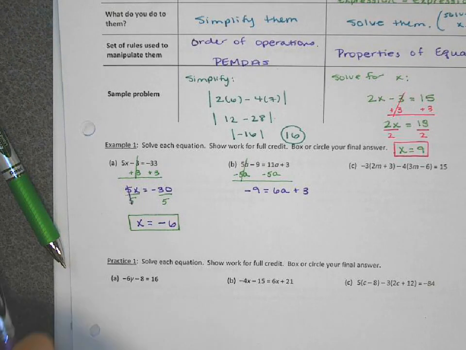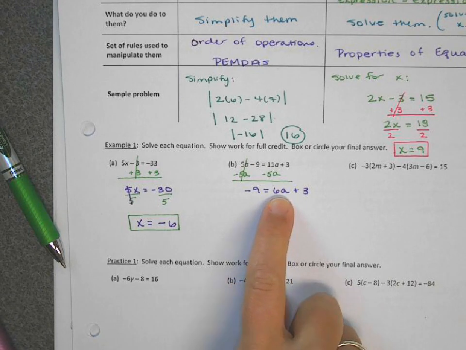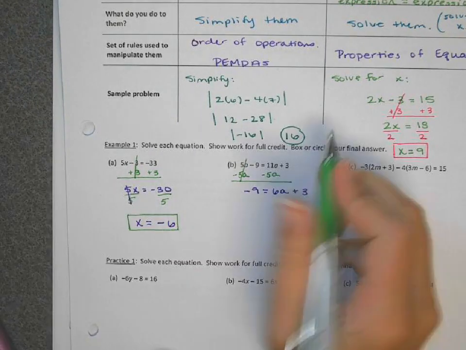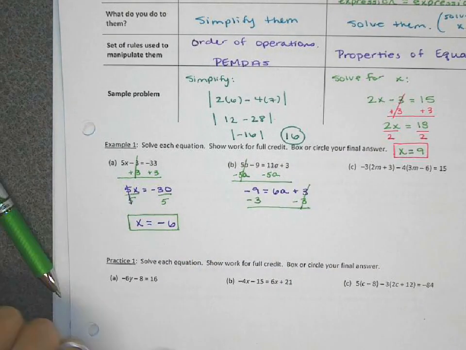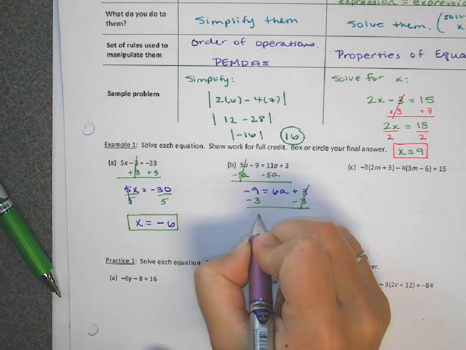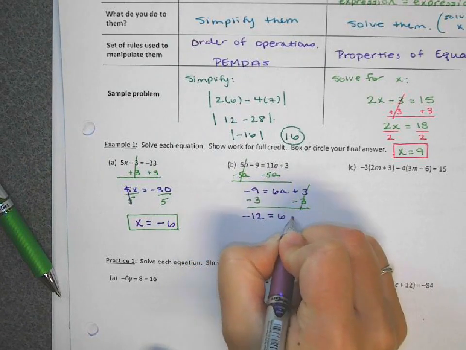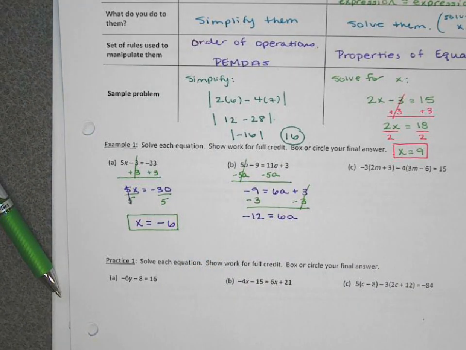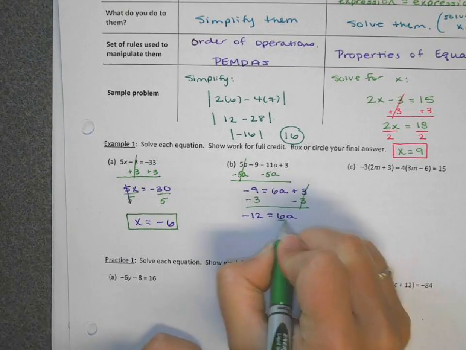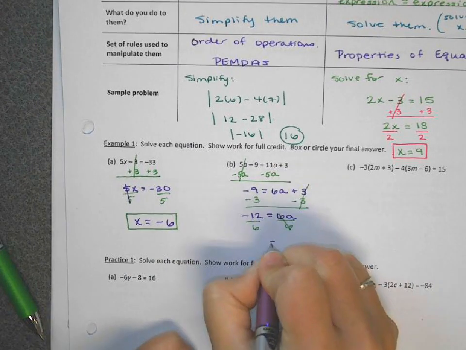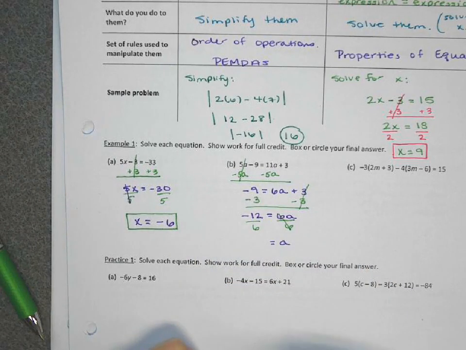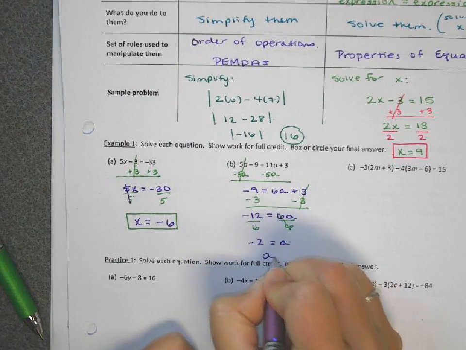Okay. Now your 6A, you only have one term with an A in it, which is on your right. So you have to get rid of that other term that's on the right. So we're going to subtract 3 on both sides. Your 3's are going to go away. And we're going to have negative 12 is equal to 6A. And divide both sides then by 6 so that we get A alone. And negative 12 divided by 6 is negative 2. So A is negative 2.